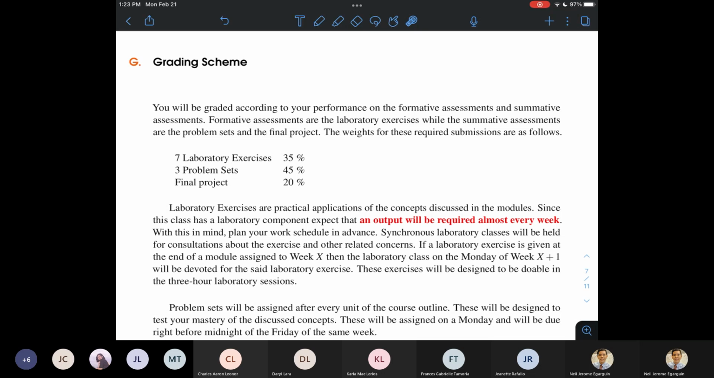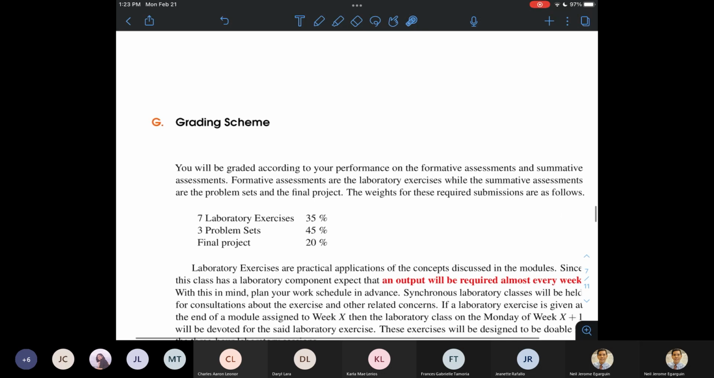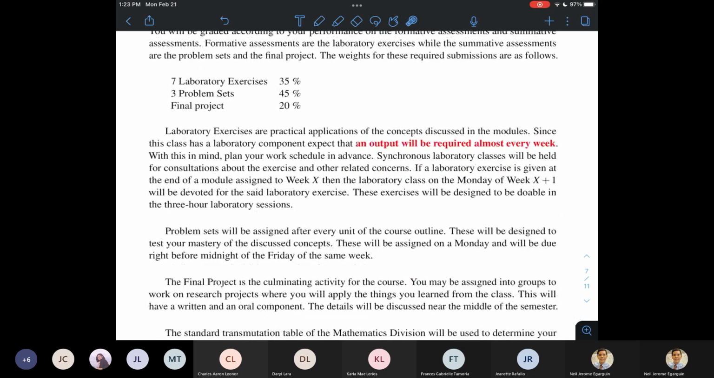Okay, so just a reminder. So I read all of your responses to the exit survey for Math 174, and some of you guys commented na medyo marami tayong ginagawa sa Math 174. We have exercises week in and week out. Now, I want you to expect that since the class has a laboratory component, that's 3 hours a week, an output will be required almost every week. Okay? Or kung hindi nga at almost every week talaga. So laboratory exercises were meant to be done on the lab classes.